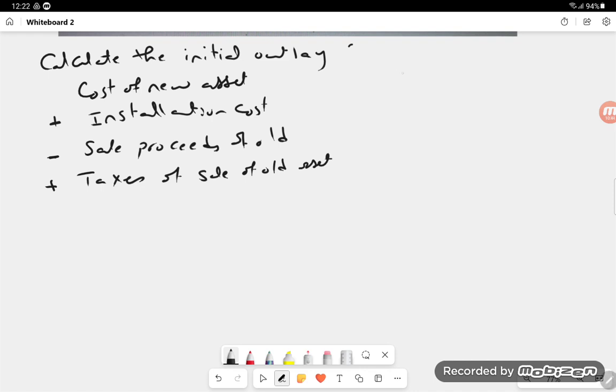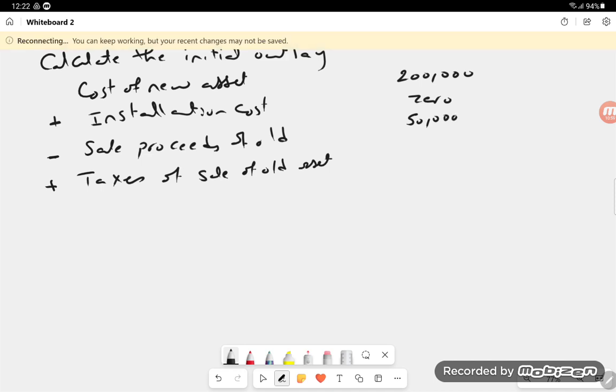The cost of new asset is 200,000. There is no installation cost. Sale proceeds of the old asset is 50,000. And from our calculations, the tax effect of the sale of the existing asset is 14,560. So the initial outlay is 164,560.